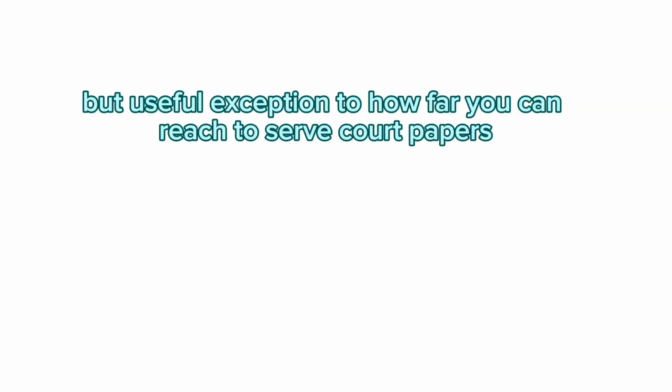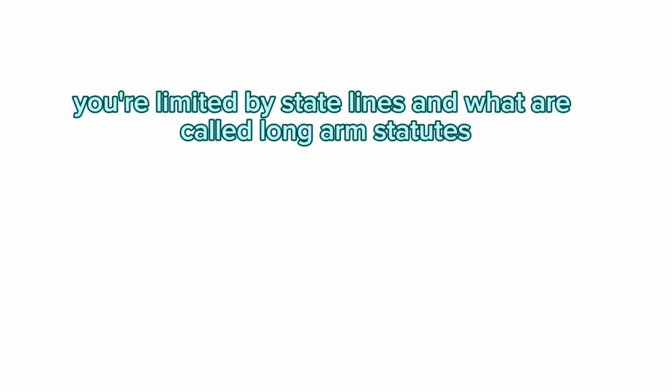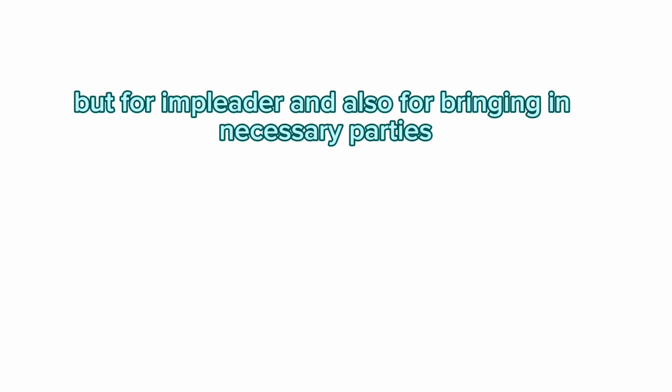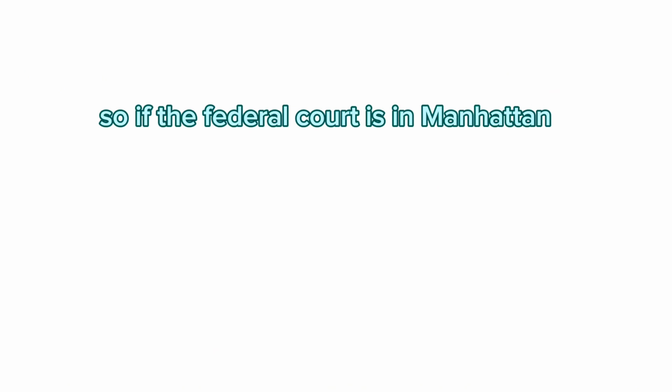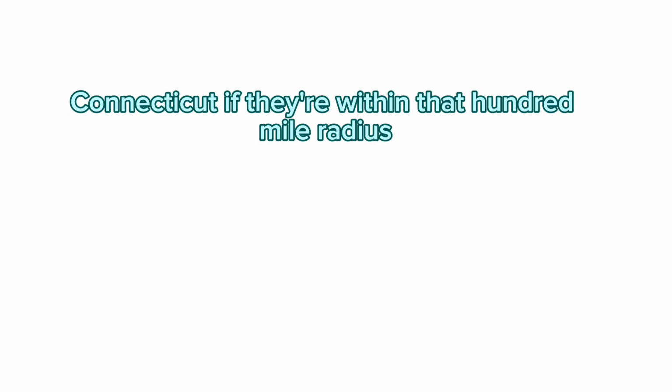It's a quirky but useful exception to how far you can reach to serve court papers. Usually, you're limited by state lines and what are called long-arm statutes. But for impleader and also for bringing in necessary parties, the federal rules give you a bulge. You can serve these third parties anywhere within 100 miles of the courthouse, even if that 100-mile circle crosses into a neighboring state. So if the federal court is in Manhattan, you can serve papers on someone in Jersey City or Stamford, Connecticut, if they're within that 100-mile radius, just to make sure this whole third-party mess gets sorted out in one go?